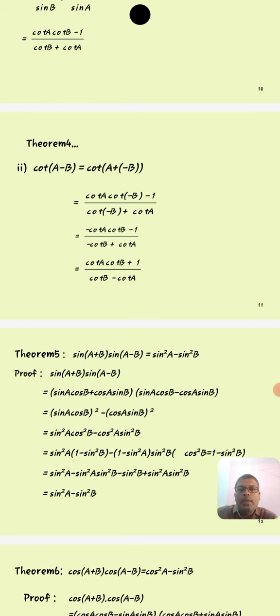That is equal to, we write minus cot a into cot b minus 1 divided by, again the denominator part, minus cot b plus cot a. Now here, minus into minus is plus. We know that cot of a minus b is equal to cot a into cot b plus 1 by cot b minus cot a. So what is the formula of cot of a minus b? Cot a cot b plus 1 by cot b minus cot a. So we know the formula for cot of a minus b and also cot of a plus b.